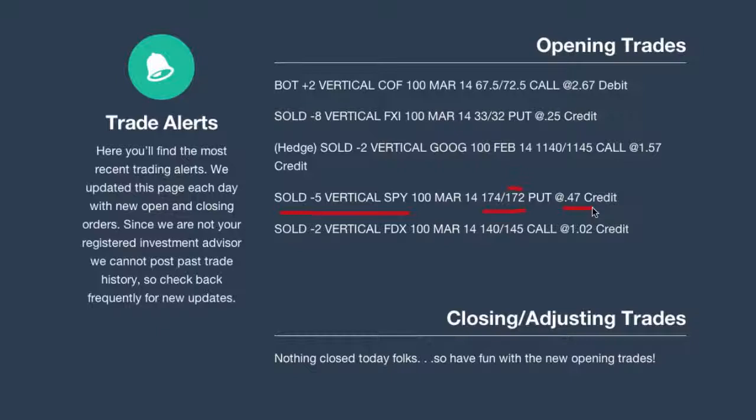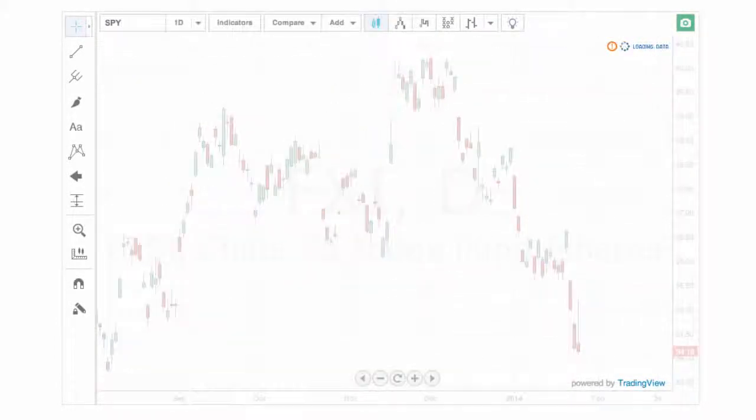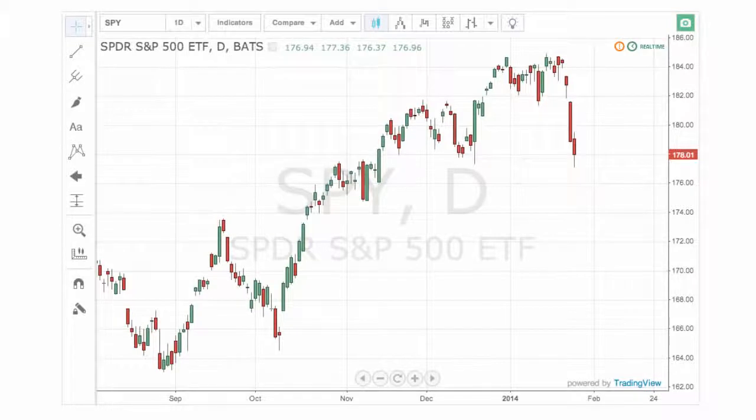47 cents per spread. Again, nothing too major here other than the fact that we're just, again, taking advantage of what the market has. SPY and DIA, or the Dow and the Diamonds, have had a huge sell-off.